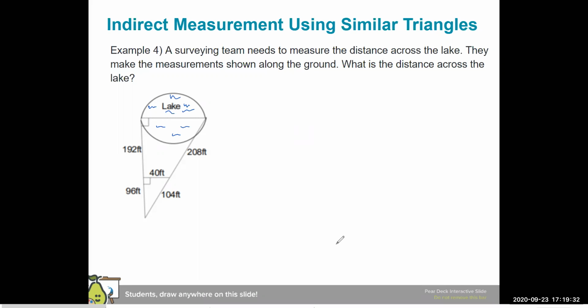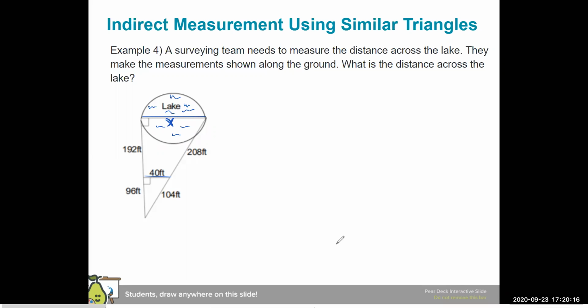So that means we want to know how far it is from here to here, that length right there in blue. They make the measurements shown along the ground. And what is the distance across the lake? So you can see the distance across the lake, our unknown distance, would correspond to this known distance of 40 feet here. So let's go ahead and label: we've got 40 feet corresponds with our unknown distance across the lake. Let's call it X. Okay, so we're going to find X.